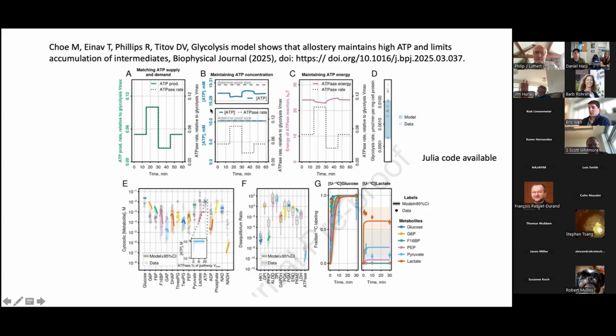But the rate of production is only part of the story. We need to know that the concentration is maintained, and they've shown that the concentration is reasonably maintained. And not only that, the rate of hydrolysis of ATP is also maintained.